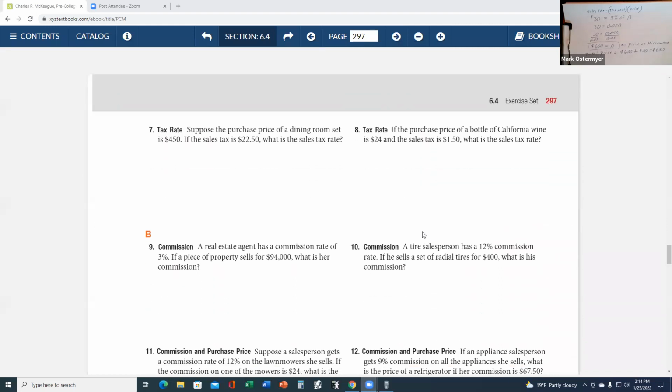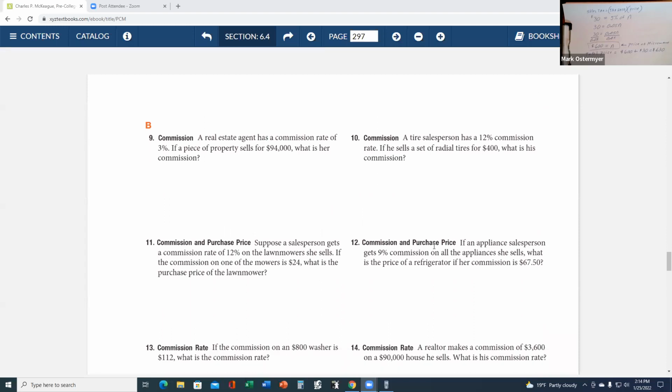Now, let's go down to a commission problem, number 10 here. It says a tire salesperson has a 12% commission rate. If he sells a set of radial tires for $400, what is the commission that he will earn? Ladies and gentlemen, for every dollar he sells, he will earn 12% of that. Do you agree? What's 12% of a dollar? What's 12% of 100 cents? That's 12 per 100 cents. That's 12 cents per 100 cents. He earns 12 cents on every dollar he sells.